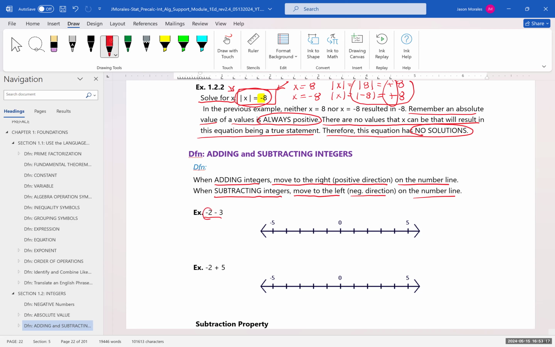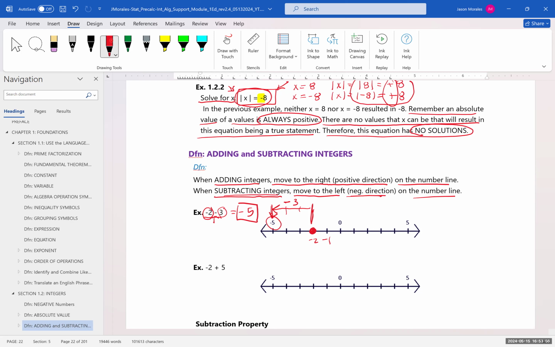So we're going to start here at -2. So -1, -2. So we're starting here. And since we're subtracting, we're going to be going from here. And when you're subtracting integers, move in the negative direction. So we're going to be moving to the left 3. So 1, 2, 3. So this is -3. We end up here at -5. So -2 minus 3 is -5.